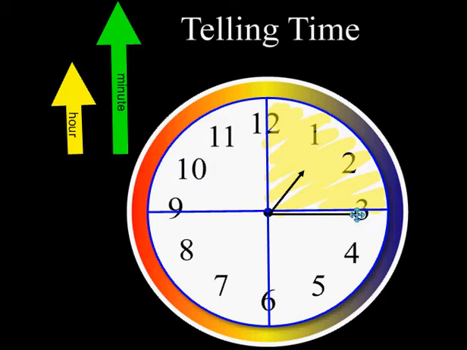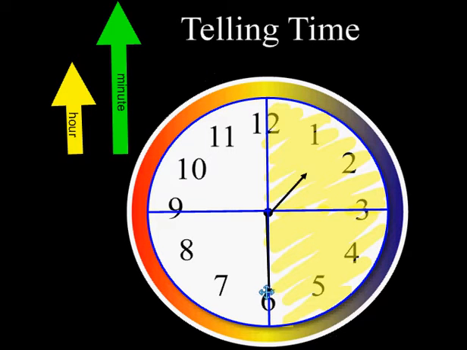Now, when this minute hand goes all the way down to the 6, we know that it's 1:30. That hour hand is halfway between the 1 and the 2. The minute hand is on the 6. We can say 1:30, but we can also call it half past 1 because that minute hand has traveled halfway around the clock and that hour hand is halfway between the 1 and the 2.